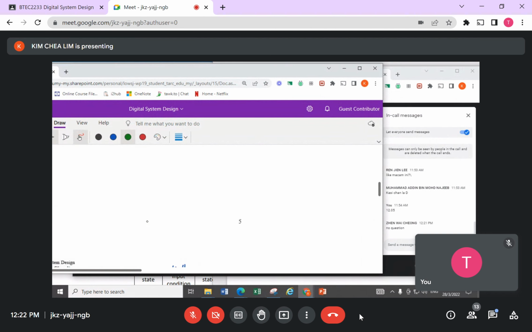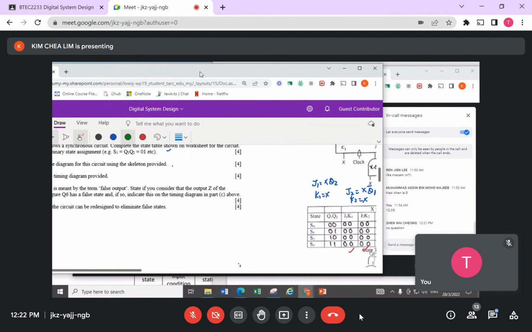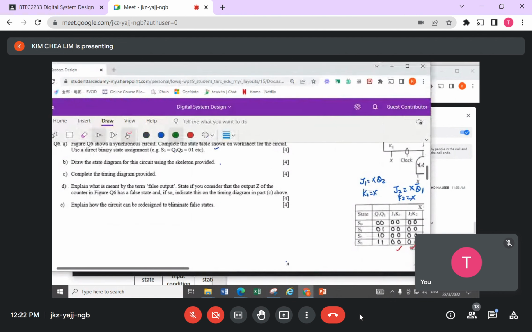Okay, now this part here is done. Then let's see what the question wants some more. So in this part here, I completed the timing diagram. All right, now explain what is meant by the term force output. State if you consider that the output Z of the counter in this figure here has a force state. And if so, indicate this on the timing diagram in part C above.